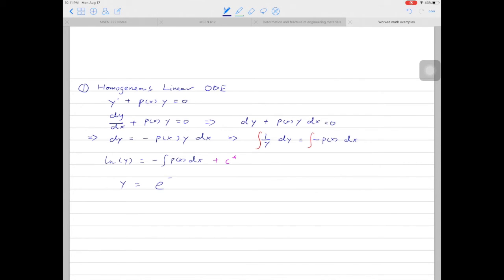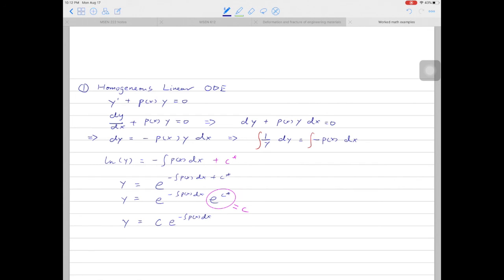Take the exponential on both sides of this equation. You will have this expression. Then take e to the c star out of the exponential. Assign e to the c star as c. We have our general solution for the homogeneous case: y is equal to c multiplied by the exponential of minus the integral of p(x) dx.